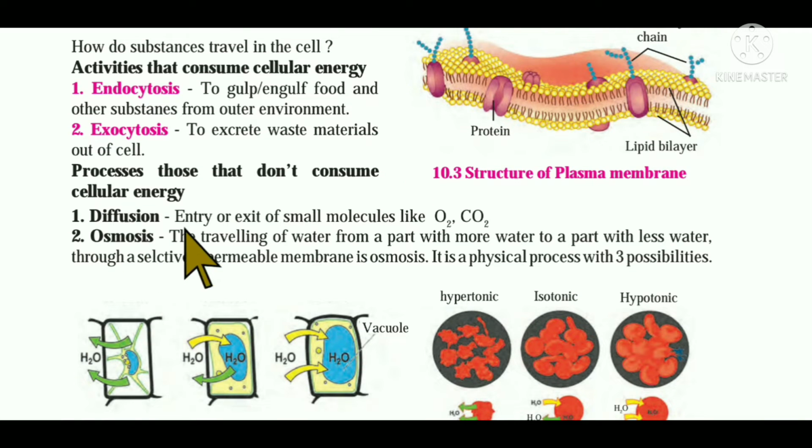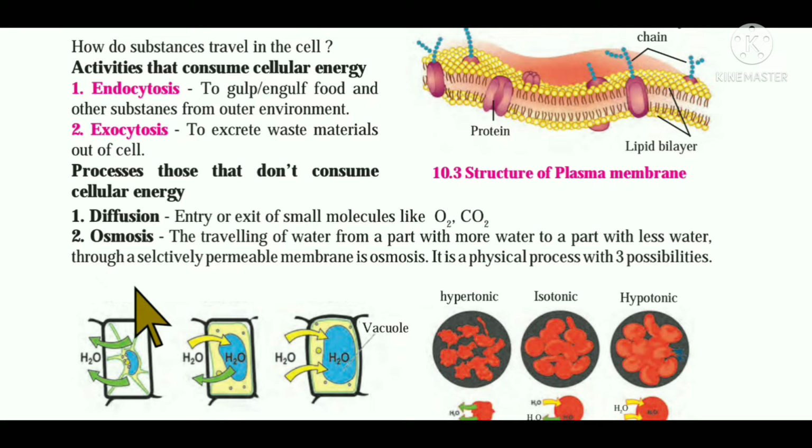Now the processes that do not consume any cellular energy, like diffusion. Diffusion means that in this type of activity the entry or exit of small molecules like carbon dioxide and water molecules, from outside or from inside, happens without any consumption of energy. The second one is osmosis, the travelling of water from the part with more water to a part with less water, meaning from the high level of water to the low level of water.